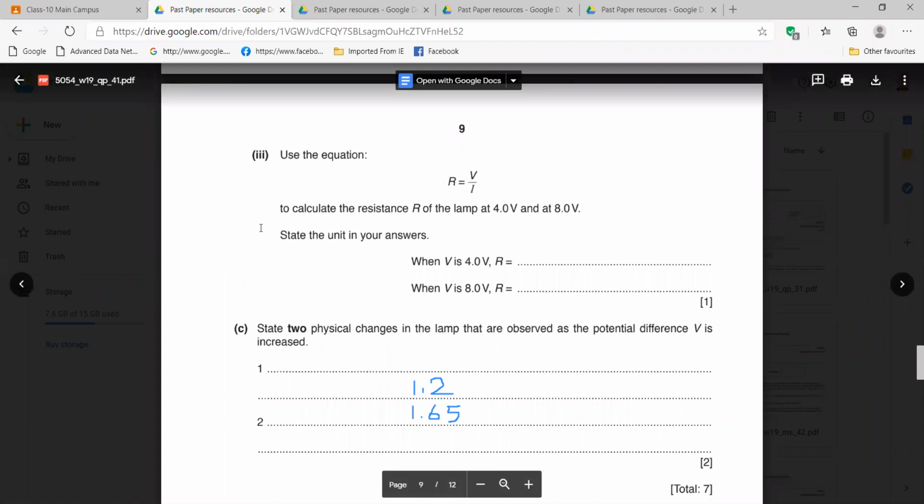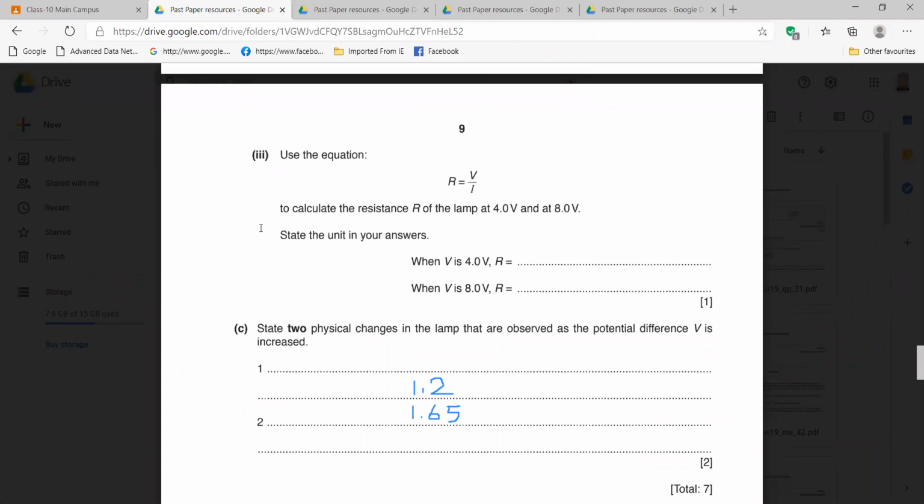Use the equation R equals V divided by I to calculate the resistance of the lamp at 4 volts and at 8 volts. State the unit in your answer. When V is 4 volts, resistance equals... voltage is 4, so 4 divided by 1.2. What does it come to? Everyone do it. And 3.33.